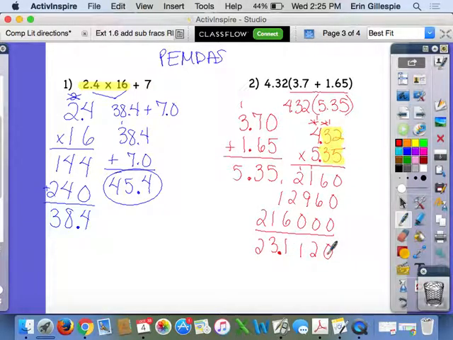Now, do you really need that 0 in your answer? You don't. So technically, you could really write this as 23 and 112 thousandths. You don't really need the 0. If you include it, that's fine. But if you were checking this like in the back of a textbook, that's how they would write our answer.